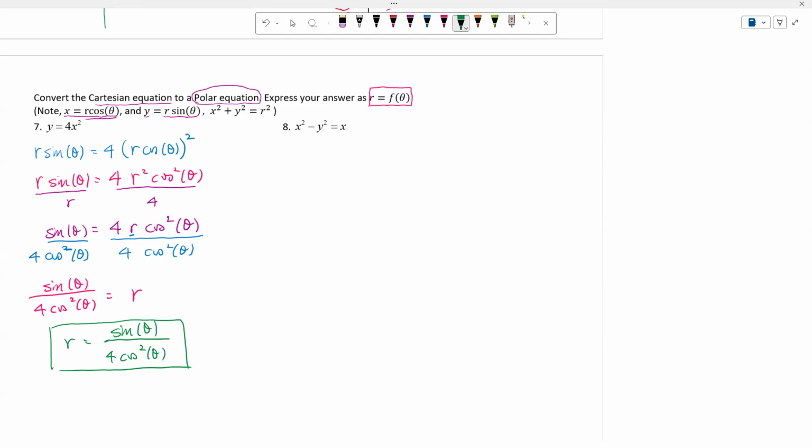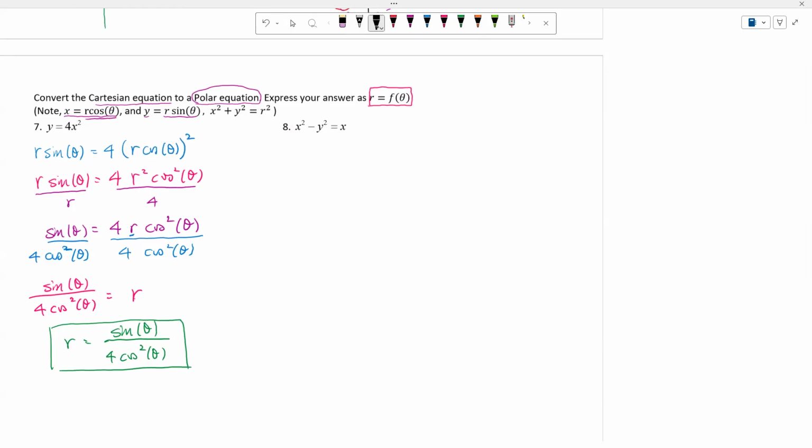Okay, so now it's your turn. Go ahead and try to work on number 8. First of all, I hope that you are not going to change this one to r square, because this is not x squared plus y squared, right? So therefore we cannot do this.